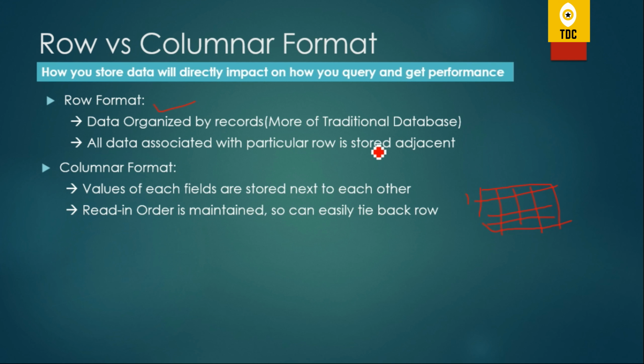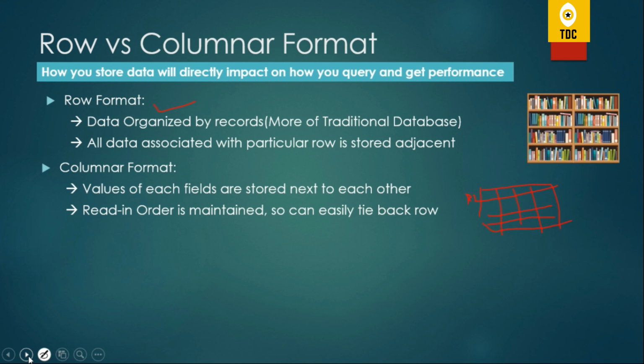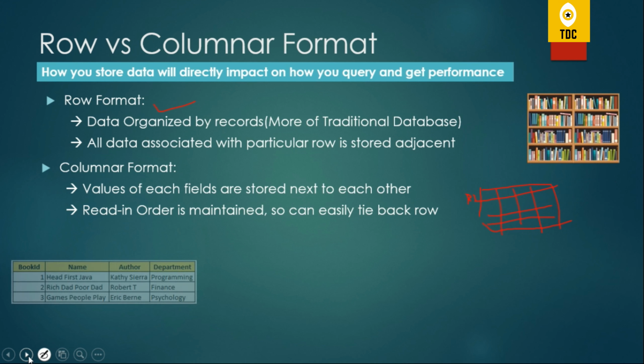Similarly, the data will be stored, and all data associated with a particular row are stored adjacently. That means after row 1, there will be row 2, row 3, row 4, row 5, similarly like that. So we will see an example of how exactly that works.